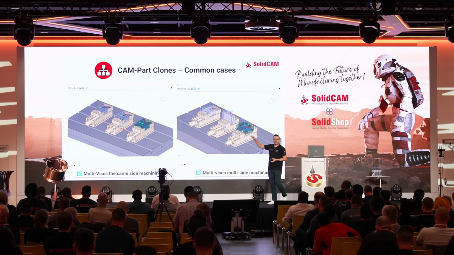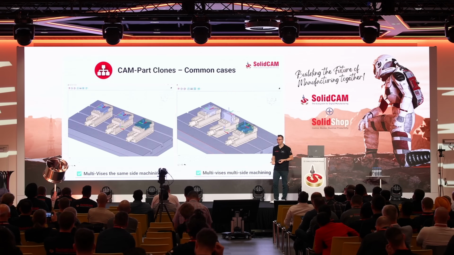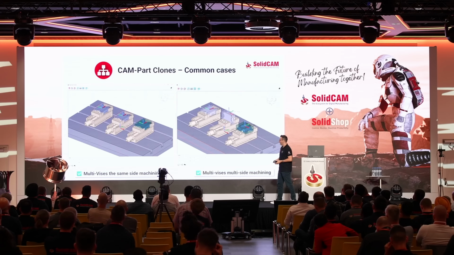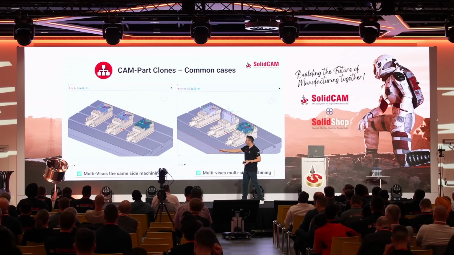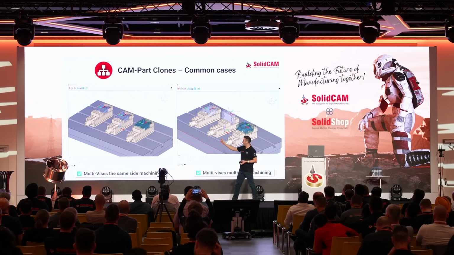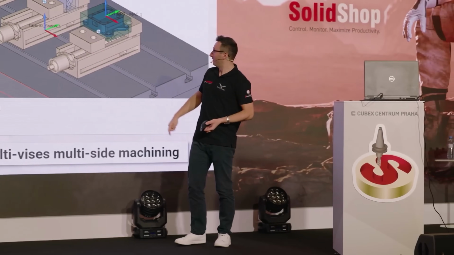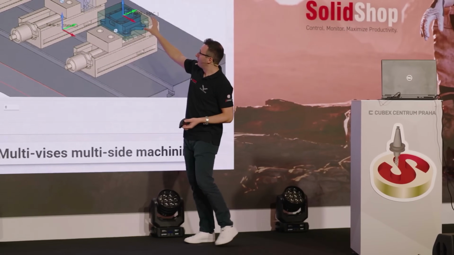What are the common cases that I found so far with this feature? When we started to develop this feature, I was thinking all the time about the clones, about the tombstones and these multiple vices. But it turns out that we can do much, much more with this feature. So this is one of the cases, when you have multi-vices on the same table, but also same side machining. This is a classic example. Another one that I just mentioned, that you can have 1st, 2nd, 3rd.